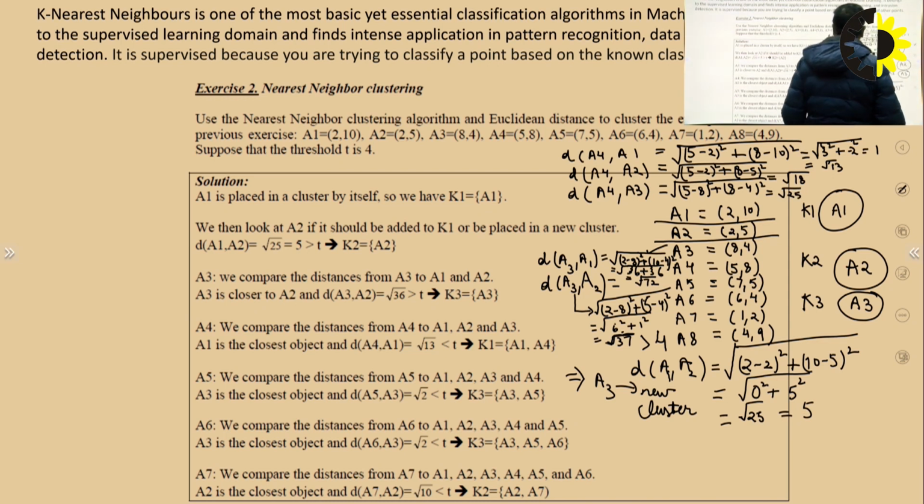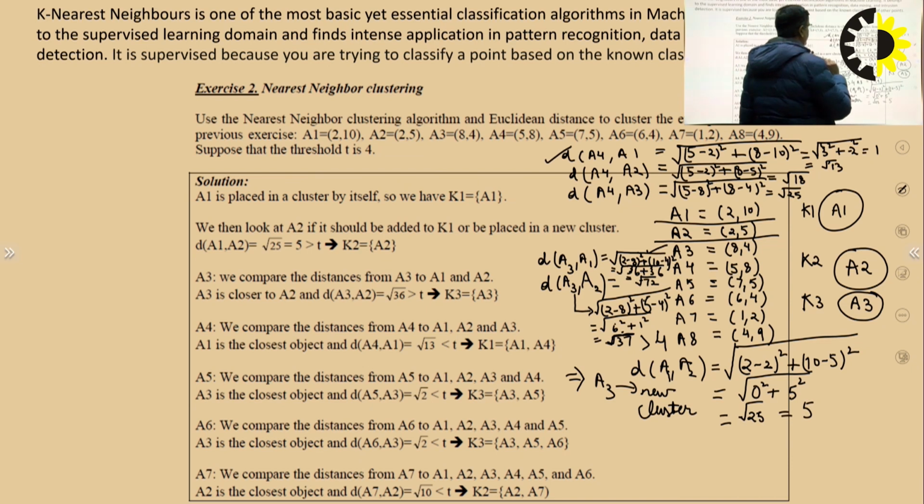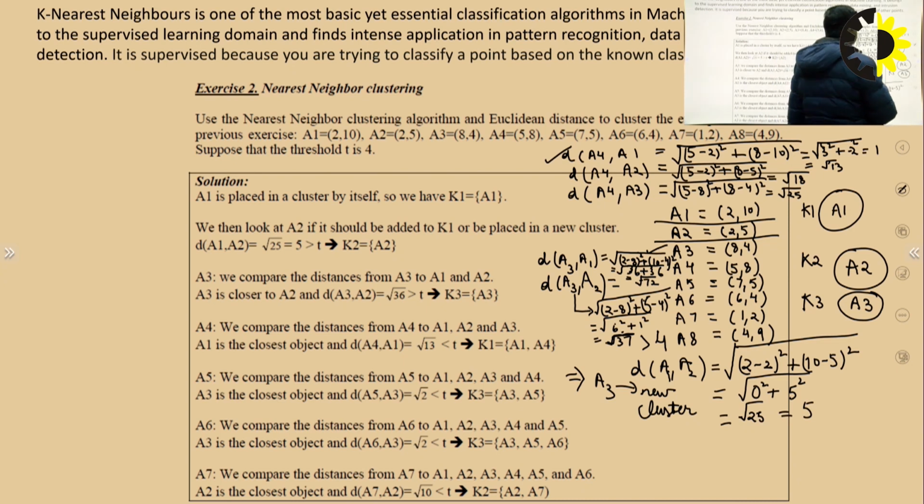So here we see that point A4 is closest to A1. This point is selected because it is the closest point, and then we have to check it against the threshold value. Root 13 is less than the threshold value 4. This will come out to be somewhere 3 point something, so it is less than 4.